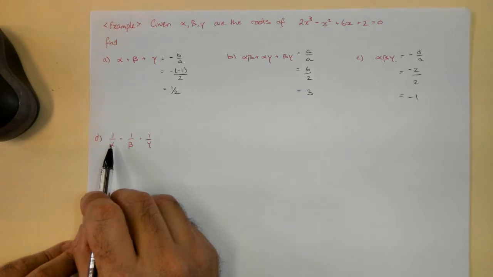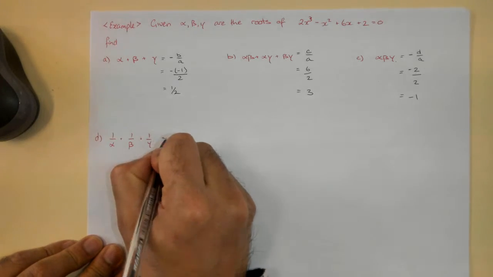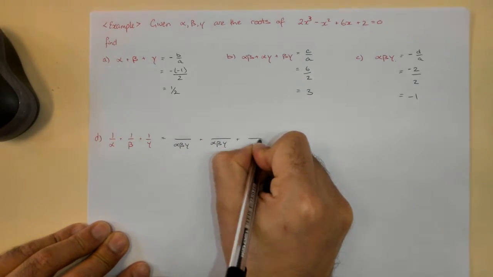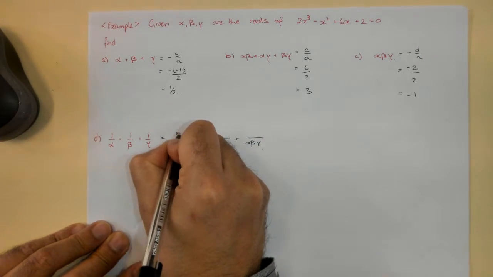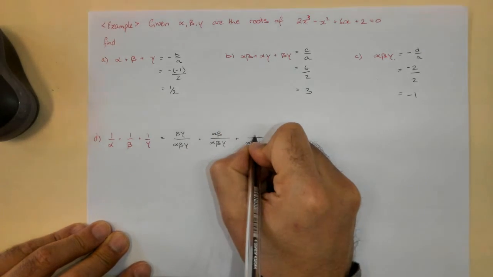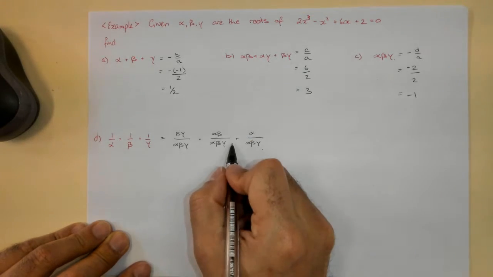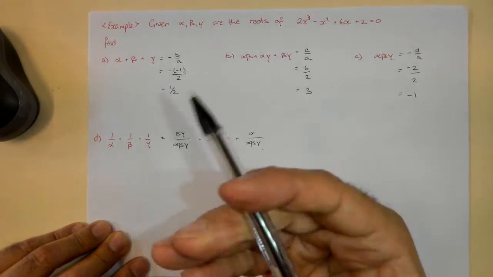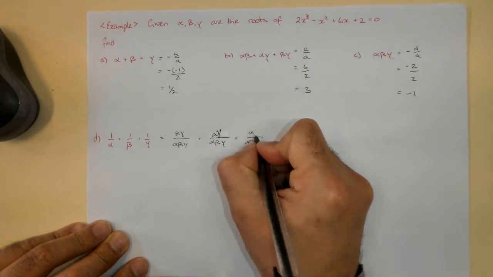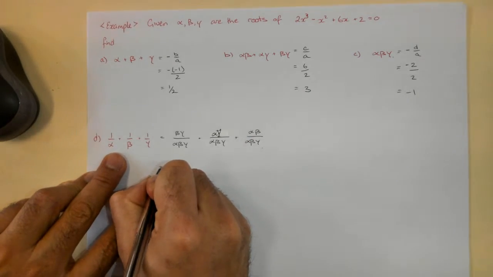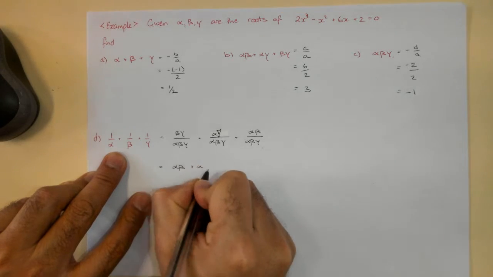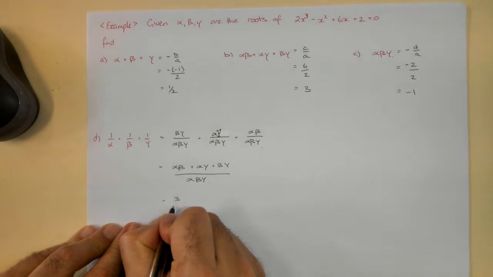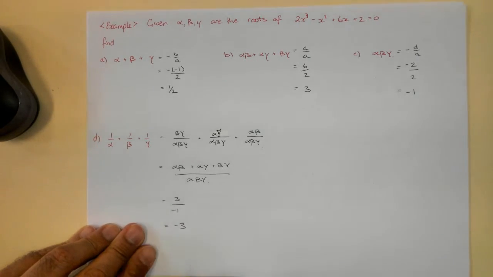Okay. If I want to do 1 over alpha plus 1 over beta plus 1 over gamma, I need the denominators to be the same. So this is going to have to be beta gamma, this is going to be alpha gamma, and this needs to be alpha beta. So it's going to be the sum of the roots two at a time, which we know is 3, over the product, which is negative 1, so it's negative 3.